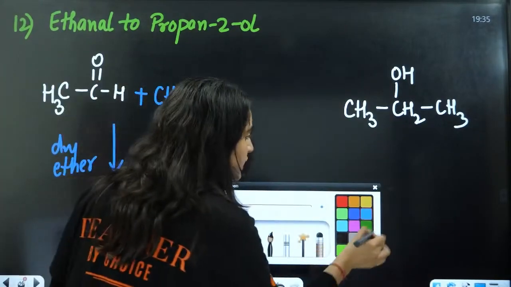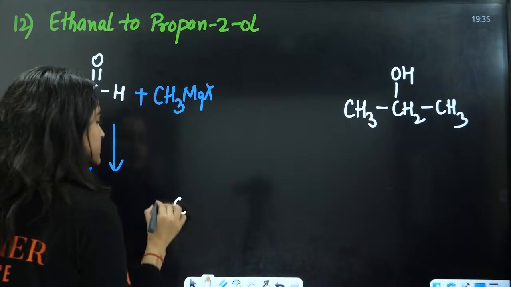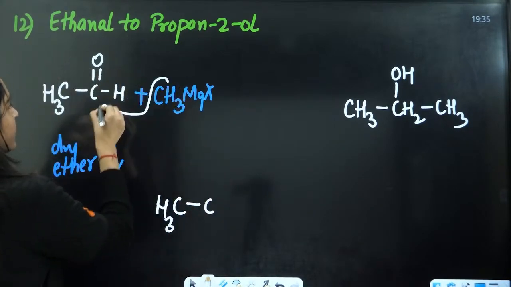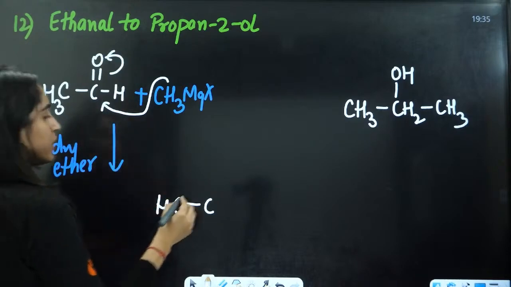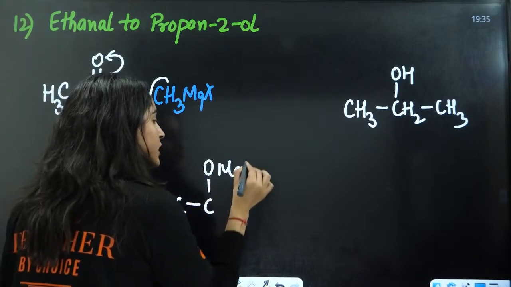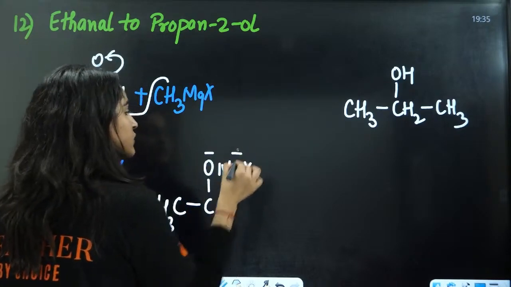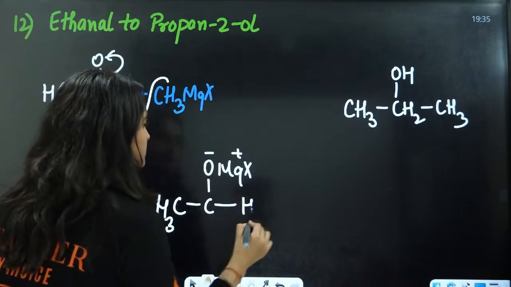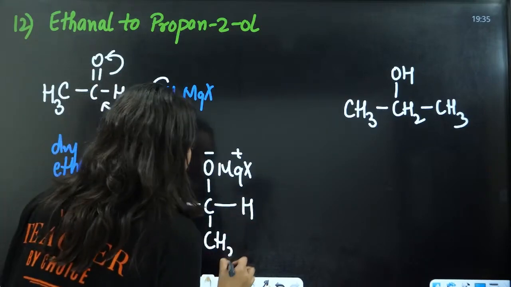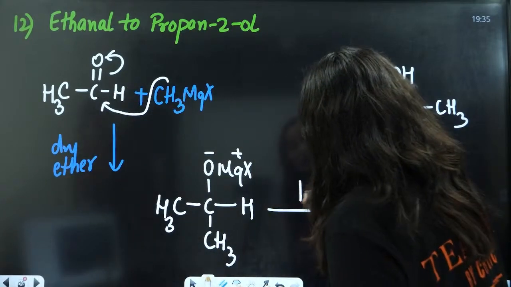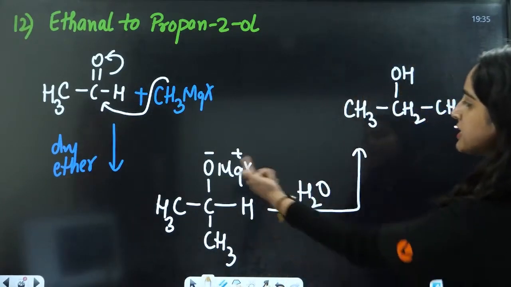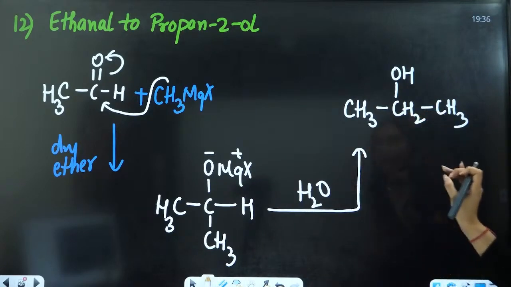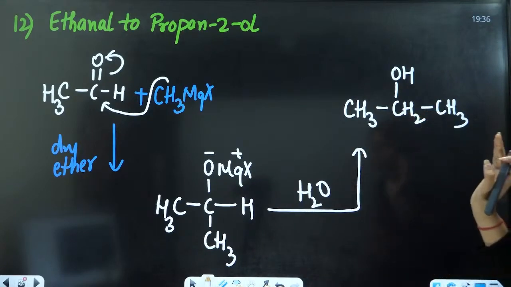Here we will have CH3, this is C, and this is going to attack here. These bonds are going to shift, and then we will have OMgX here, this is negative, this is positive, and here we will have H and CH3. Then we are going to hydrolyze it, and hence this will be converted into alcohol, right? And hence you will have your desired product here, right?